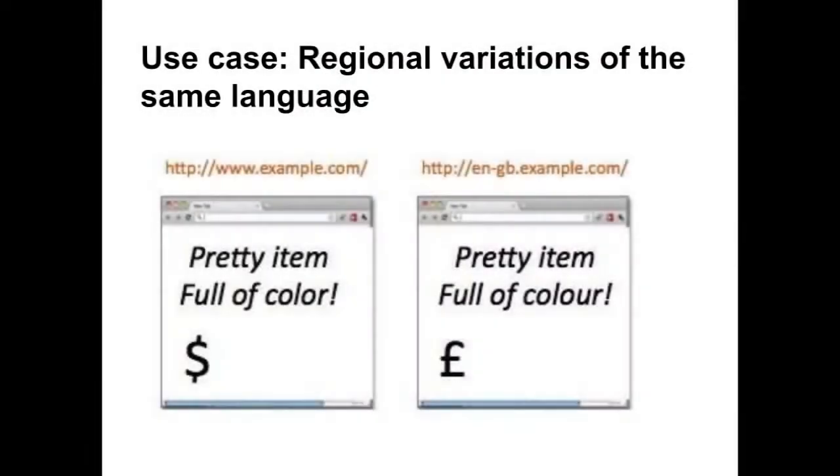Now let's cover the two main use cases for international sites. The first use case is when a site has a regional variation of a single language. In this use case, on www.example.com, the page is in American English using US dollars. However, the site may have a UK version of the page available at en-gb.example.com. On this UK version, the page uses British English and the currency is in pounds rather than dollars. Again, this is the use case of country-based language variations of the same language.